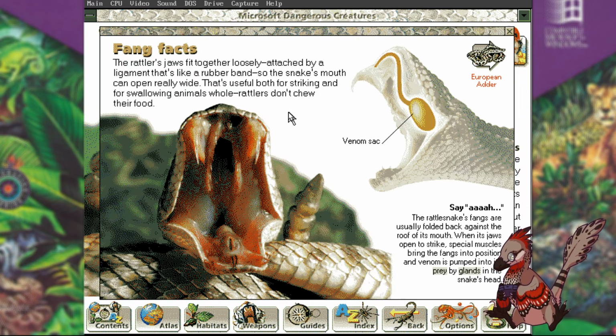The rattler's jaws fit together loosely, attached by a ligament that's like a rubber band, so the snake's mouth can open really wide. That's useful both for striking and for swallowing animals whole. Rattlers don't chew their food. The rattlesnake's fangs are usually folded back against the roof of its mouth. When its jaws open to strike, special muscles bring the fangs into position and venom is pumped into its prey by glands in the snake's head.